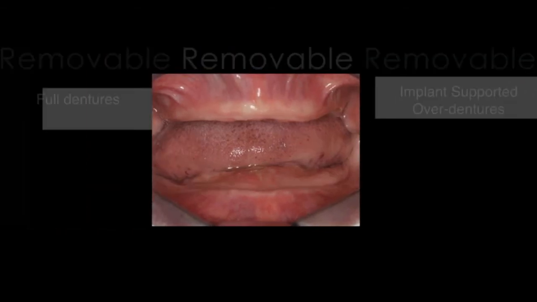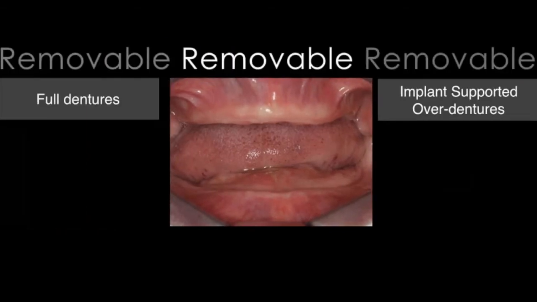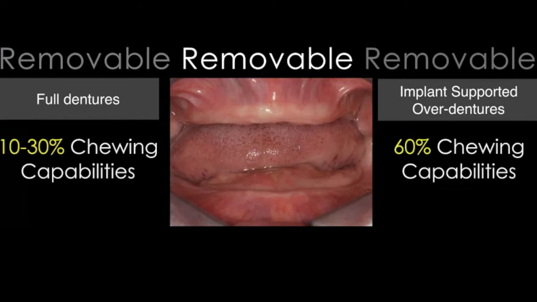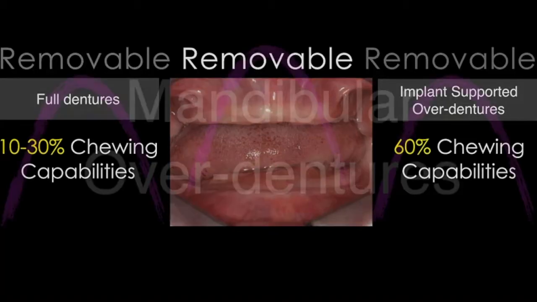Just keep in mind that when you're talking about removable solutions, you have full dentures and implant-supported overdentures. With full dentures, you're going to reduce the chewing capabilities of your patients between 10 to 30%. That's why implants are going to be so important for the quality of life of our patients, because just by adding some implants, even for an overdenture, we can increase their chewing capabilities up to 60%. And that is irremovable. So just think about all the nutrition that your patients can get with having some implants to help them support a removable prosthesis.